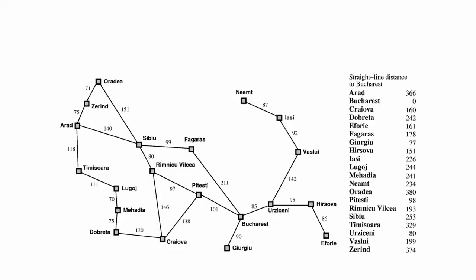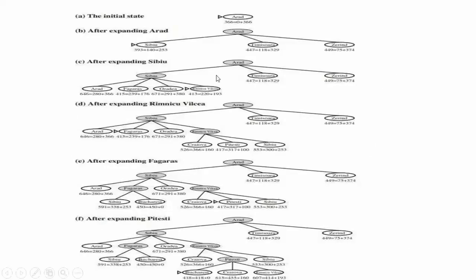For Arad, how is it going to be calculated? Just observe carefully. You have to take both paths. From Arad to Sibiu, what is the g of n value? From Sibiu to Arad, what is the g of n value?